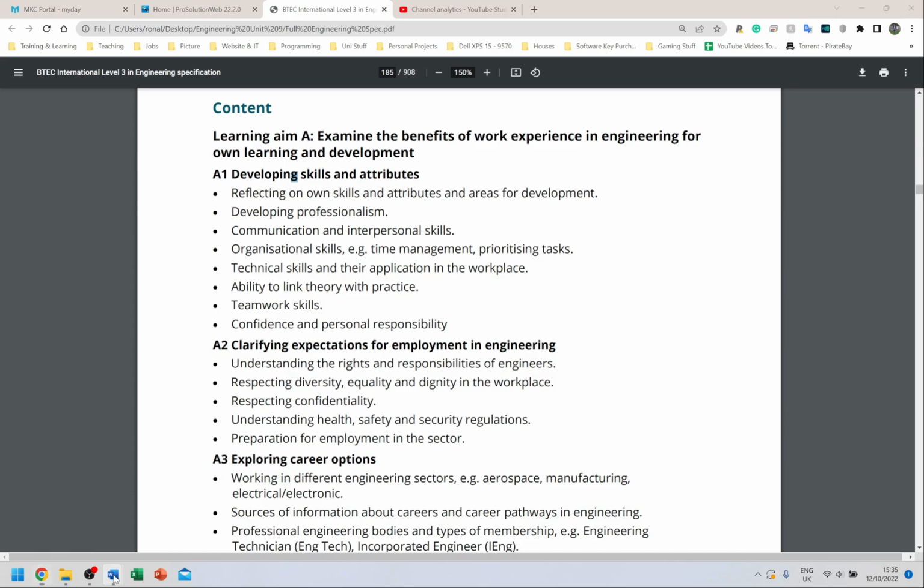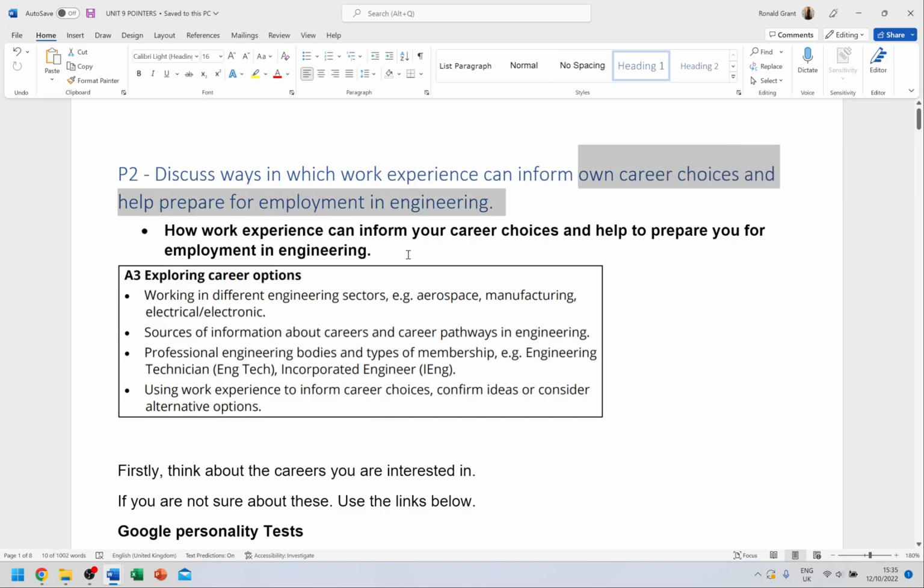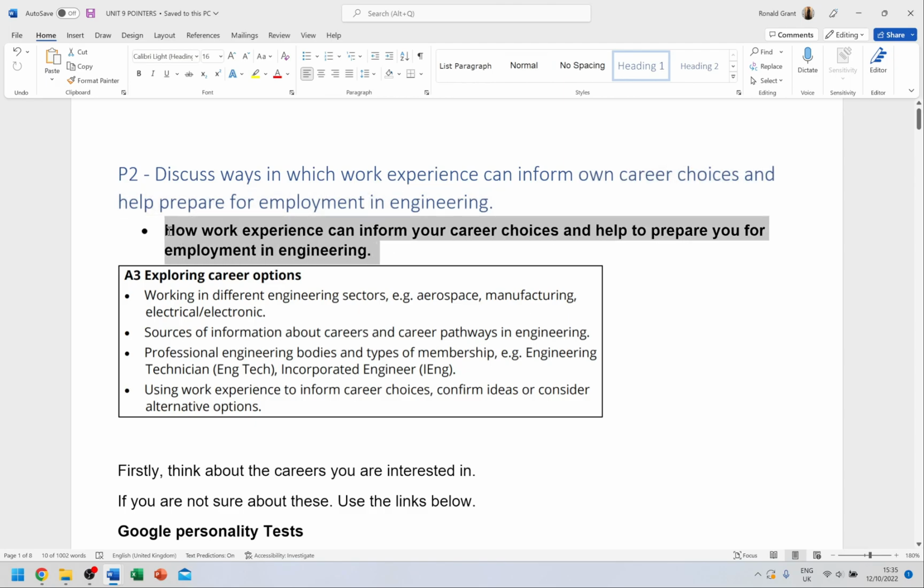So let me go back to my Word document here. We are supposed to discuss ways in which work experience can inform our own career choices and help prepare for employment in engineering. Again, from the same assignment brief, in a slightly different section, it says how work experience can inform your career choices and help you prepare for employment in engineering. And from the specification, it gives you some pointers which you can mention. You don't have to use every single thing, and if you find different things, that's perfectly fine.